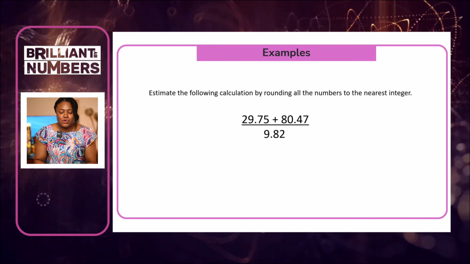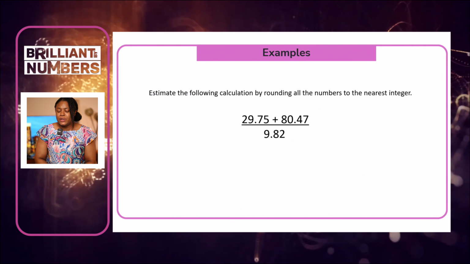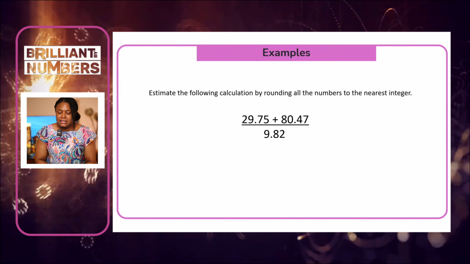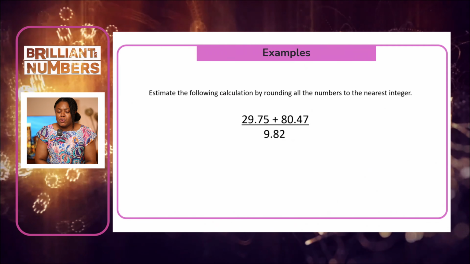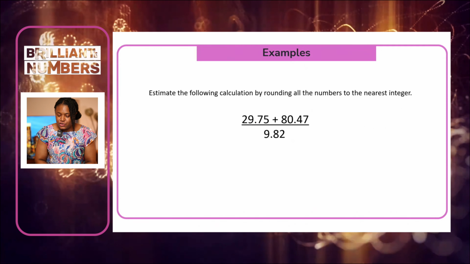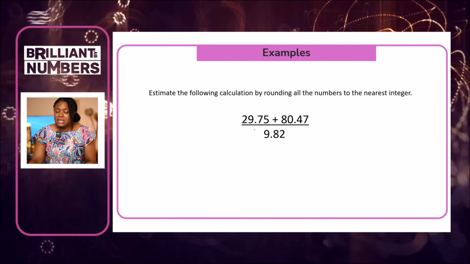And then final question. We're asked here to estimate the following calculation by rounding all numbers to the nearest integer. So 29.75 plus 80.47 divided by 9.82. So first of all, we need to round all numbers to the nearest integer.